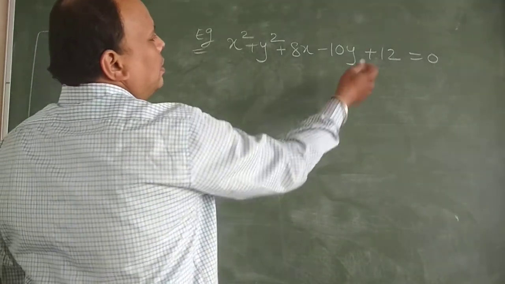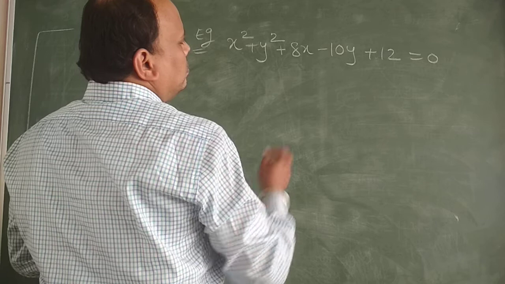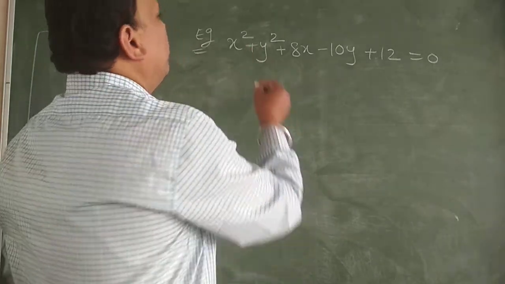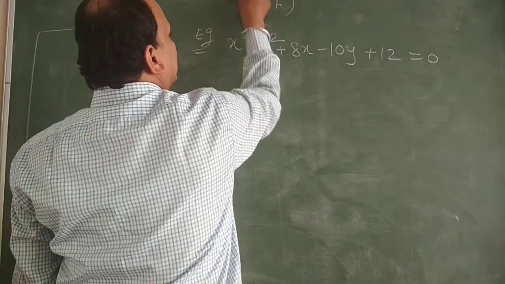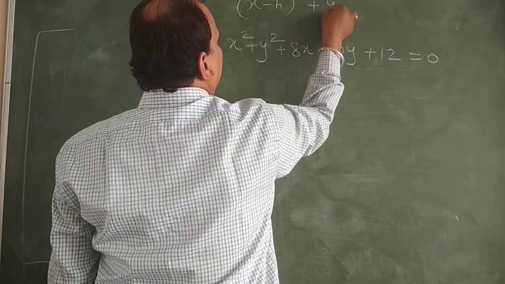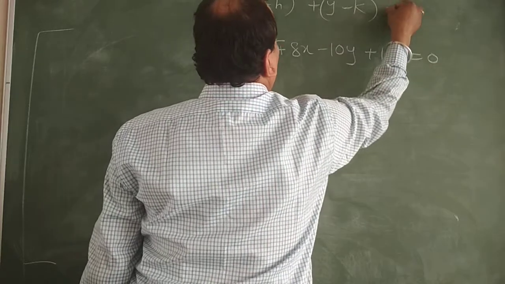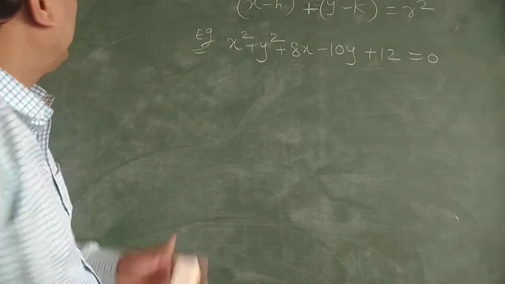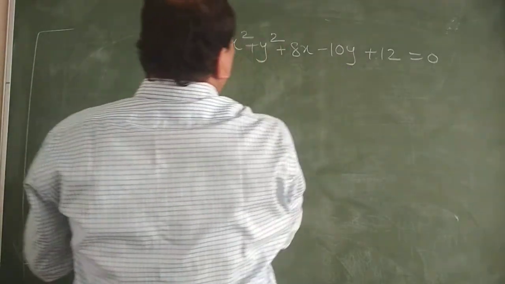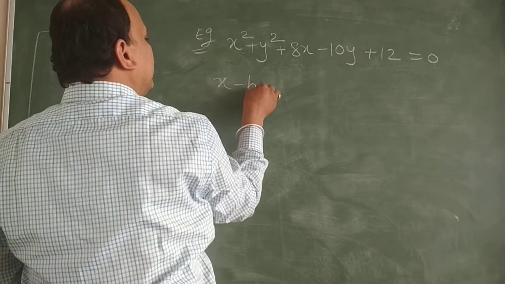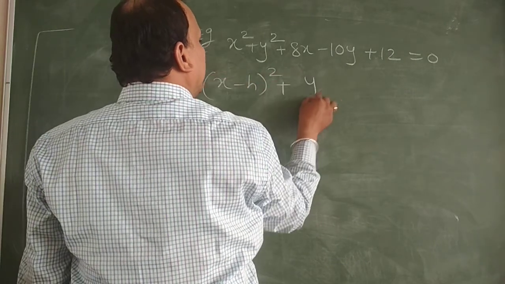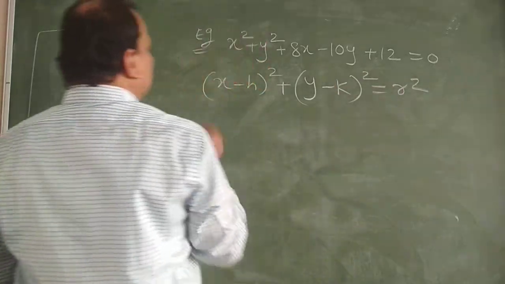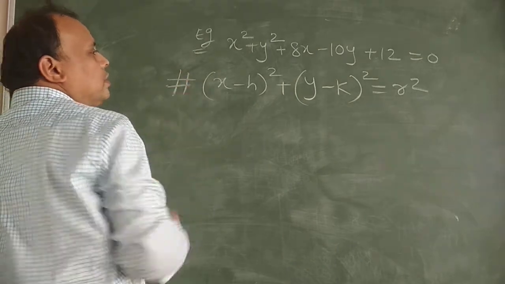The first step is to convert this equation into the center radius form: x minus h whole square plus y minus k whole square is equal to r square. This is what we need to convert. We have to convert this equation into the form x minus h whole square plus y minus k whole square is equal to radius square. This we need. Okay.